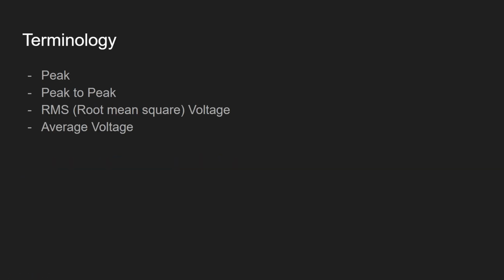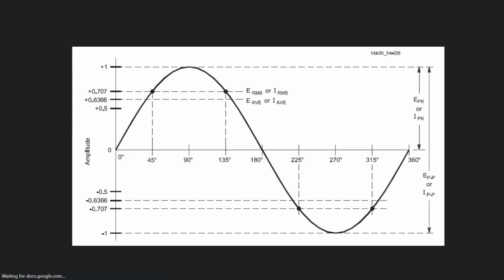We will have to go through these kinds of terms in our lesson: peak, peak to peak, RMS, and average value. So we have one whole slide to go through all the stuff. Just kidding, I'll go through them one by one. This is for your revision, and I will go through it deeper.